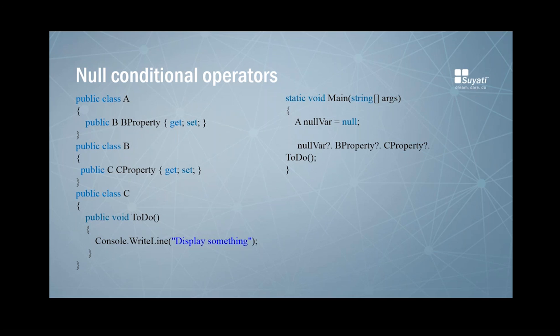So we needed to write multiple lines of code to combine the checks in previous versions like C# 5. But in C# 6, we can write an inline null condition with the null conditional operator. In this example, if we want to call the ToDo function from the C class, we would need to check that the instances are not null until we get there. Like in the main function, here we are checking null variables from the A class property, the B class property and then the C class property. So, with null conditional operators, we can simplify like this.